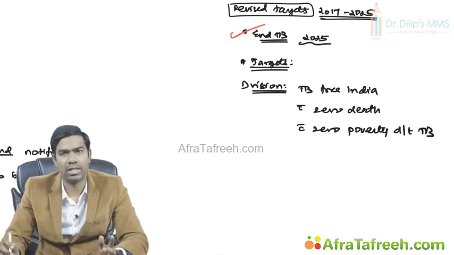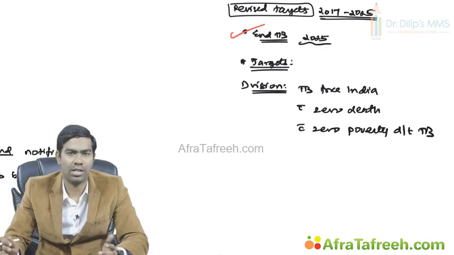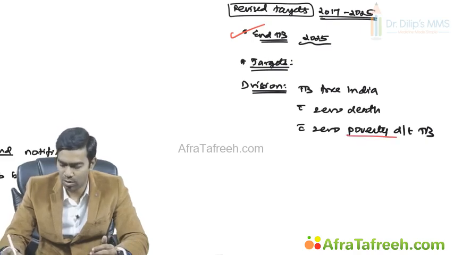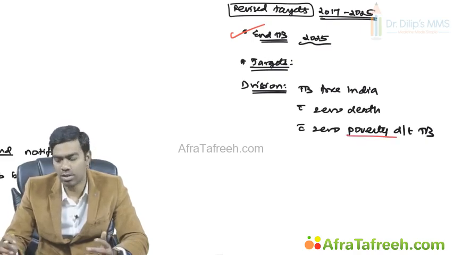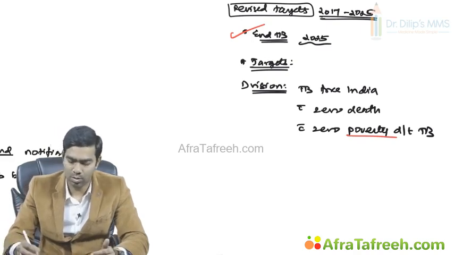Remember, if a disease like TB strikes a patient's family, the patient is not only going to suffer health-wise, they are also going to suffer financially. So that is also a goal: to make zero poverty due to tuberculosis. That is one of the visions.